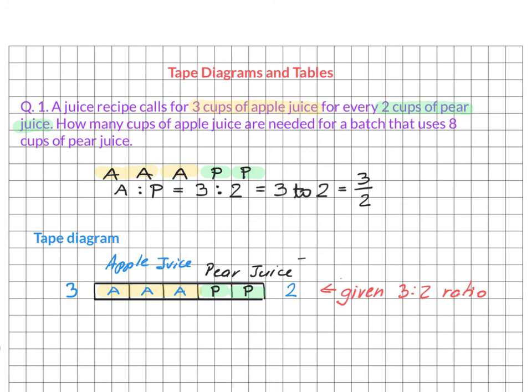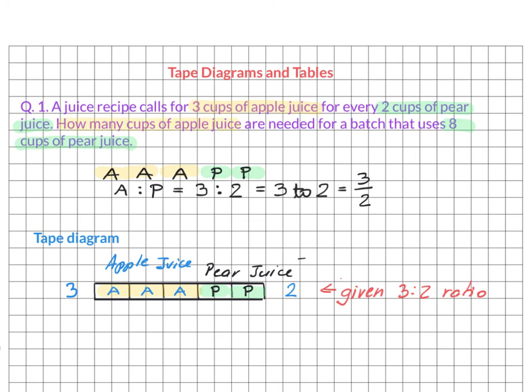When we look at the problem, we see that the second sentence asks how many cups of apple juice are needed for a batch that uses 8 cups of pear juice. So we have 8 cups of pear juice. I'm going to highlight that in green. So it's 8 cups of pear juice compared with how many cups of apple juice.